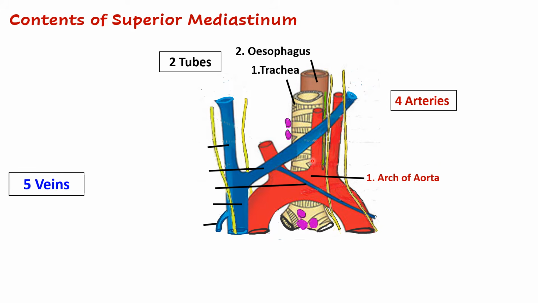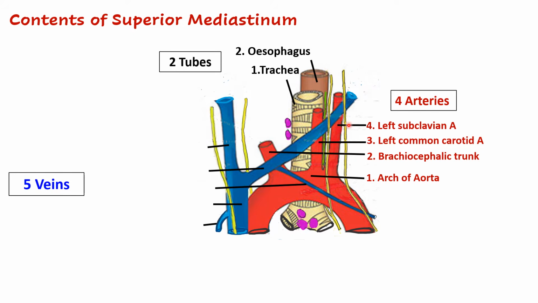Remember surface marking when you have to do. The arch of aorta lies behind the lower part of the manubrium sterni. So these are the 3 branches. This is brachiocephalic trunk. Next to that is the left common carotid artery, and still to the left of that is the left subclavian artery. So arch of aorta and its 3 branches, they will be present in superior mediastinum.